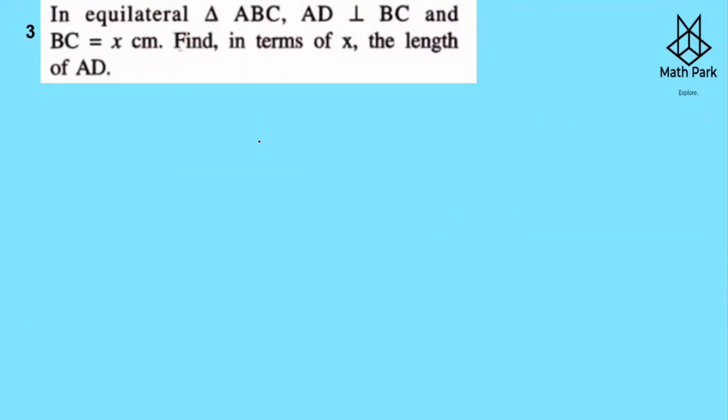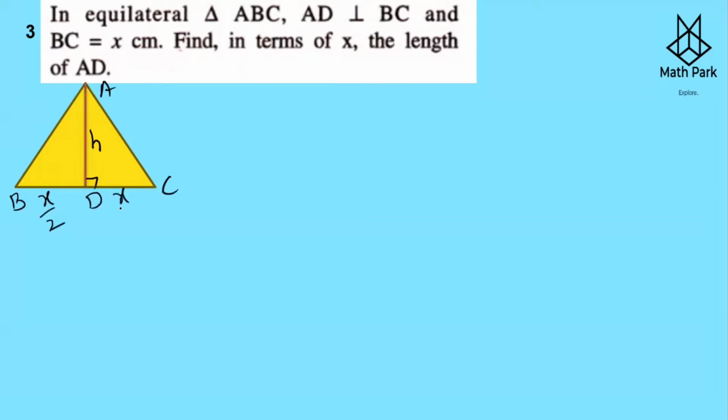Moving to question number 3. In an equilateral triangle ABC, AD is perpendicular to BC, and BC is equal to X. So, let us draw this triangle. Find in terms of X the length of AD. Okay, so let me take the length of AD. This is your H. Since BC is equal to X, we know that the altitude of an equilateral triangle divides the base into 2 equal parts. So this is how you get this as X by 2 and X by 2.